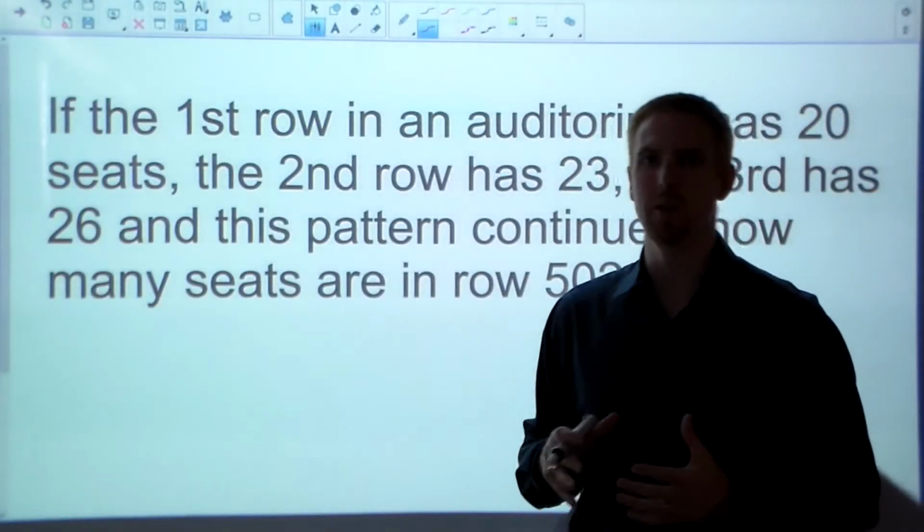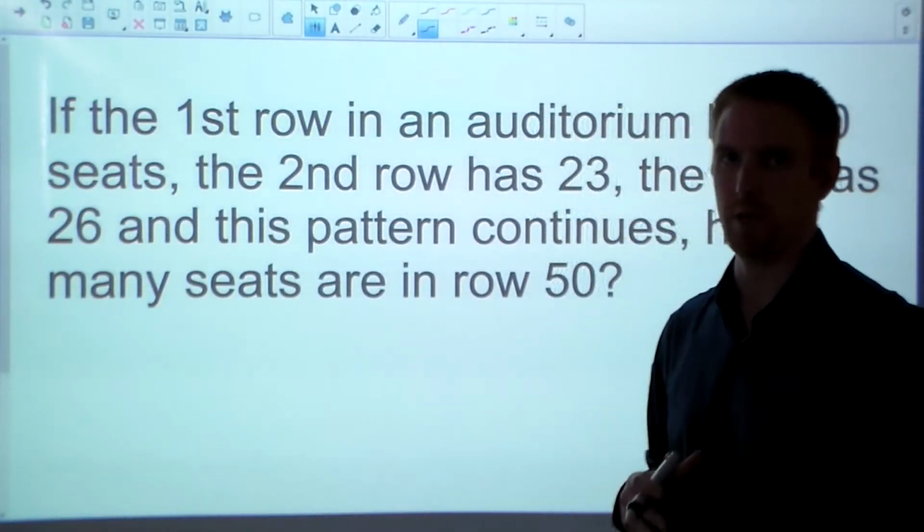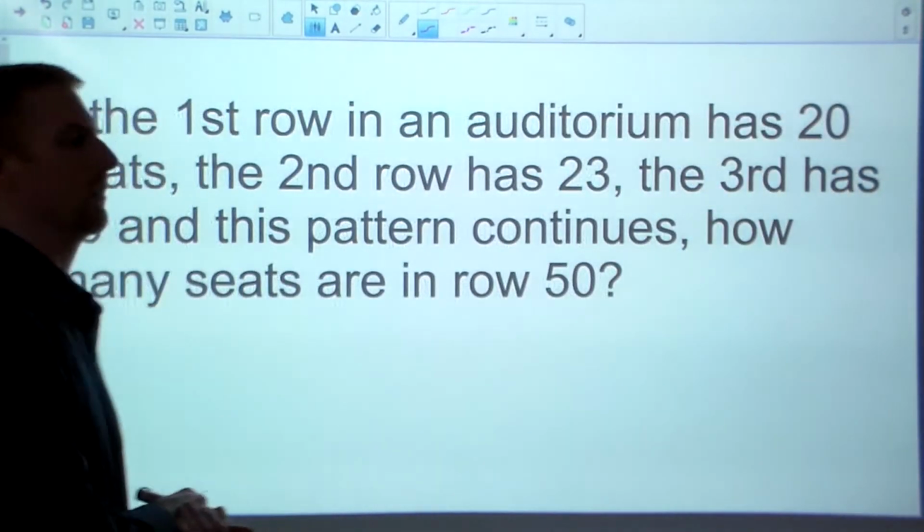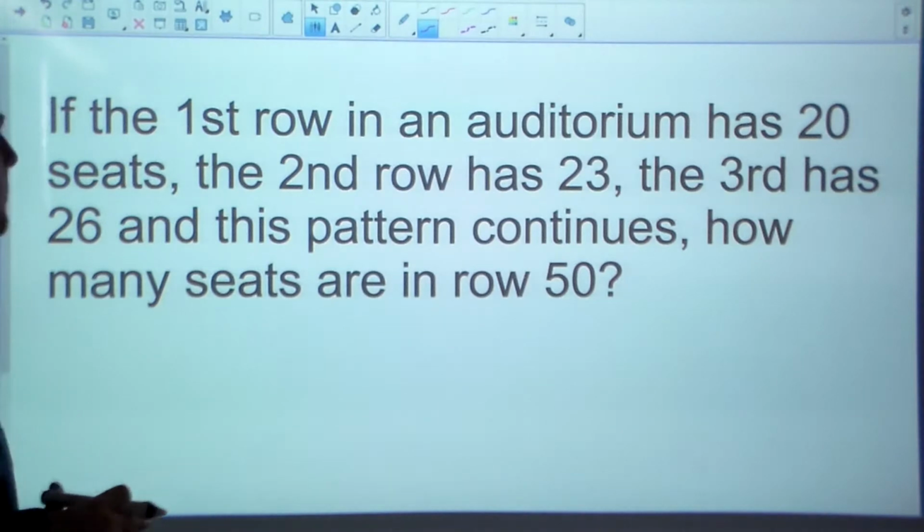This section is going to be about arithmetic sequences, so hopefully it's a review of things you've already seen in the past, but if not, we'll go back through the formulas. Also, we'll cover arithmetic series as well. So here's sort of a classic example.